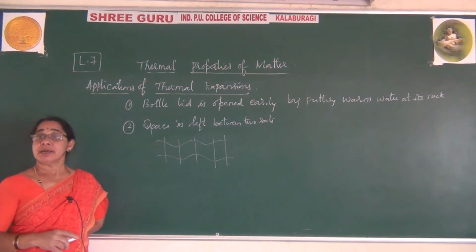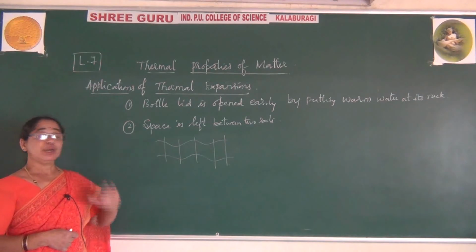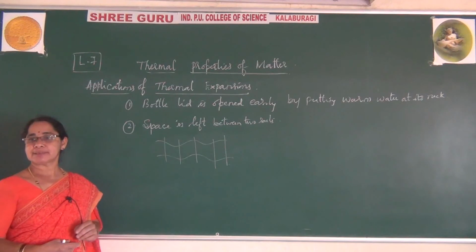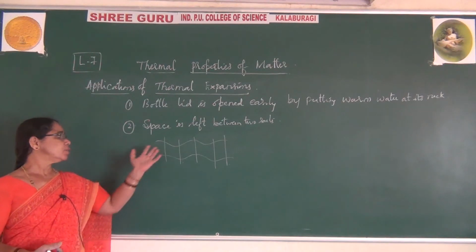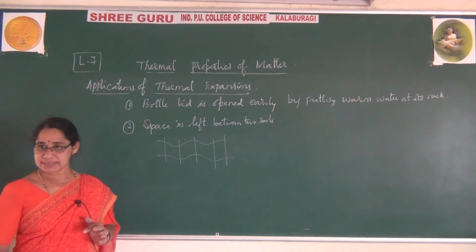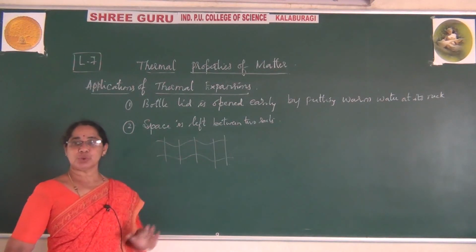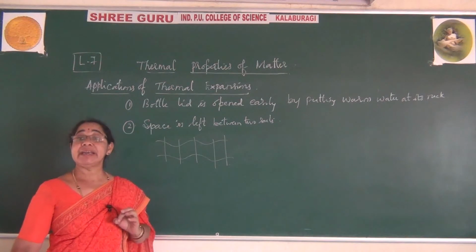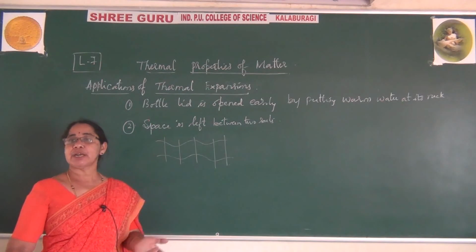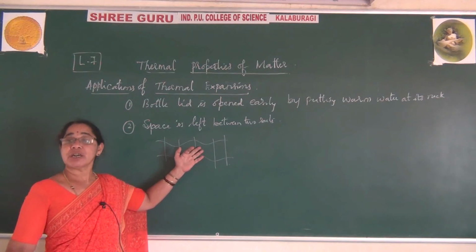What is the reason? These rails are made up of metallic strips. During summer, they expand; as the season changes, during winter they contract. Due to this expansion and contraction, whenever the train moves on these rails, it will be derailed, meaning it meets with an accident, if the rails are not arranged properly.